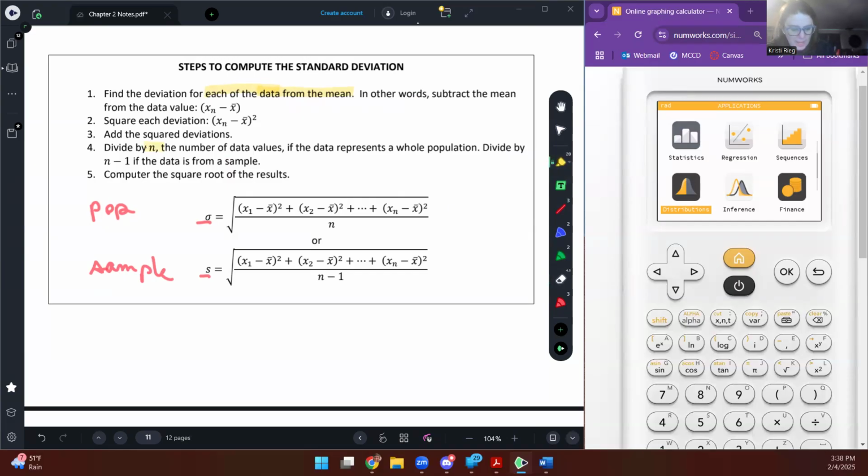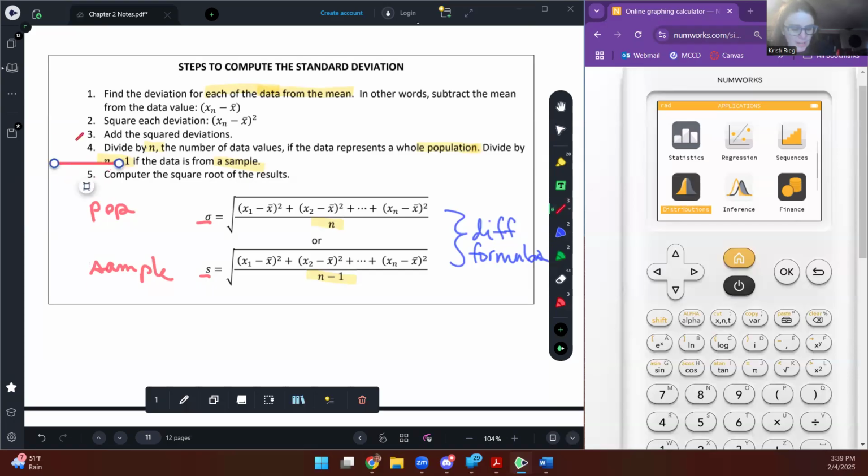We're either going to divide by n if we're talking about the population, or we're going to divide by n minus 1 if we're talking about the sample. So n for the population, n minus 1 for the sample. And since these are different formulas, that means sigma and s are going to be different values every time. So you need to know if you're talking about sigma or s, population or sample. Everything up to here is the variance.